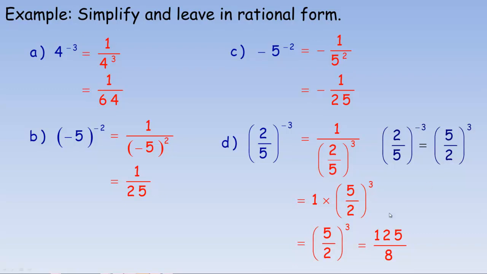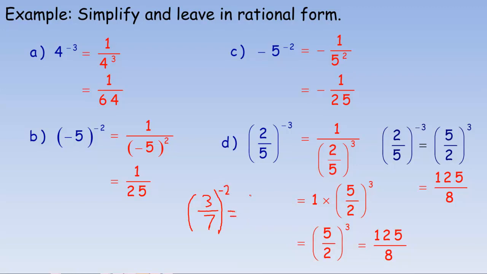So now I just have, I'm really here already, and I just have to cube the 5 and cube the 2 and get 125 over 8, and we're done. Okay, so when you have a fraction to an exponent, that's what you can do. So for example, just one other example, let's say the fraction was, let's say 7 over 3 to the power of negative 2, for example.